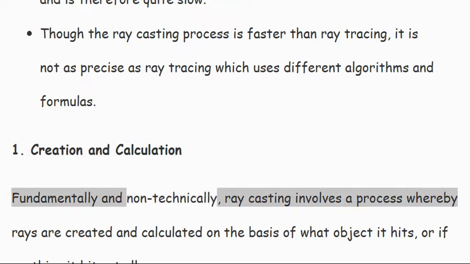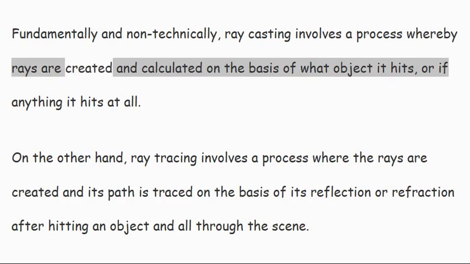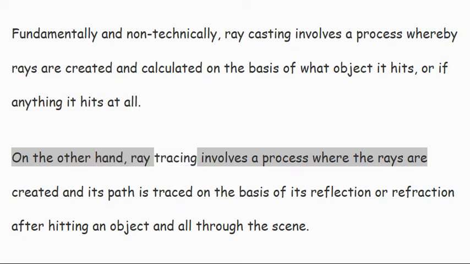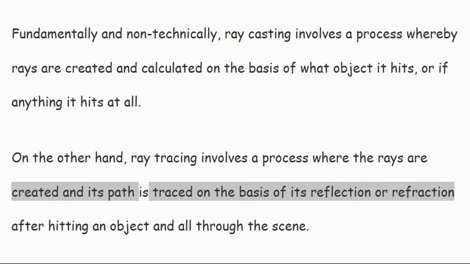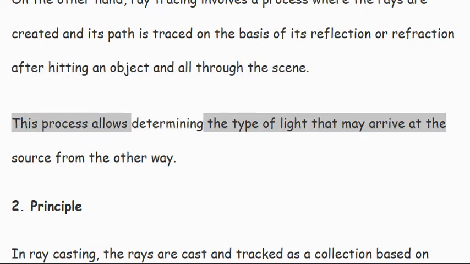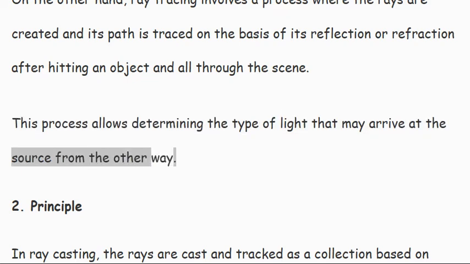Fundamentally and non-technically, ray casting involves a process whereby rays are created and calculated on the basis of what object it hits, or if anything it hits at all. On the other hand, ray tracing involves a process where the rays are created and its path is traced on the basis of its reflection or refraction after hitting an object and all through the scene. This process allows determining the type of light that may arrive at the source from the other way.